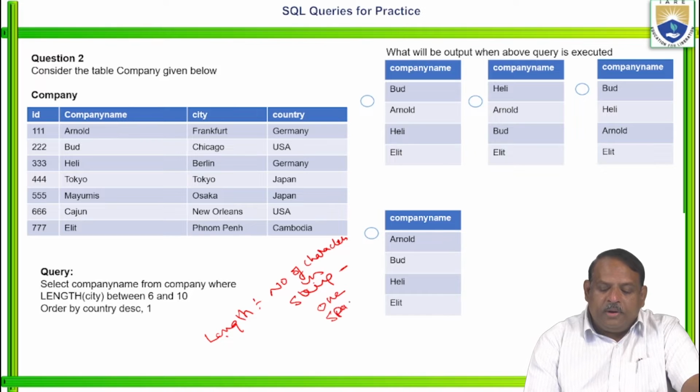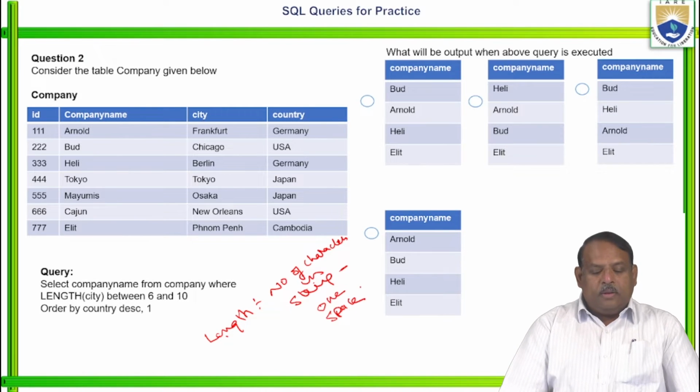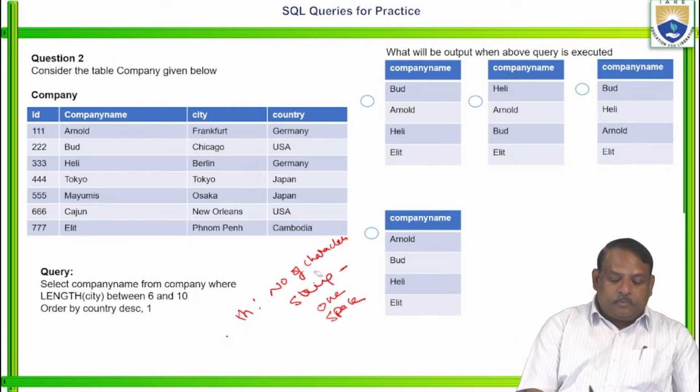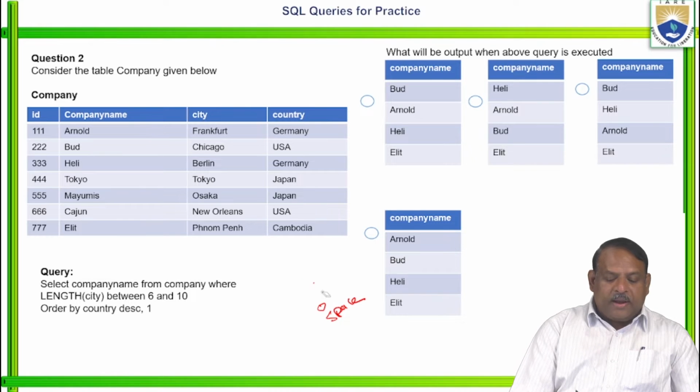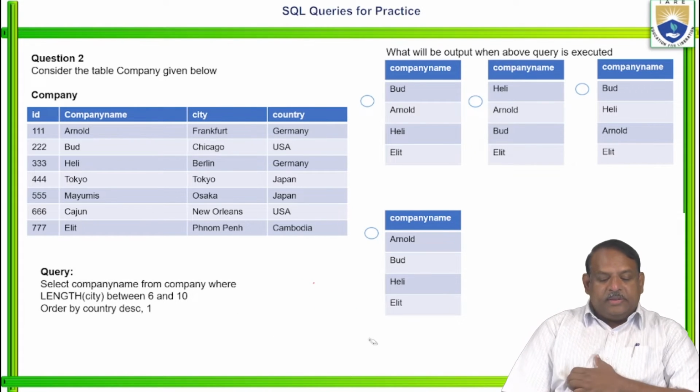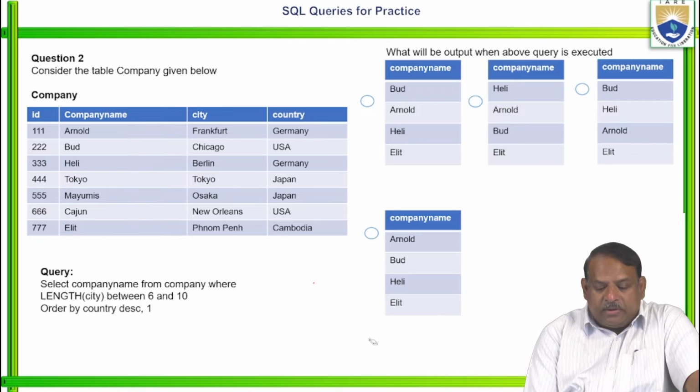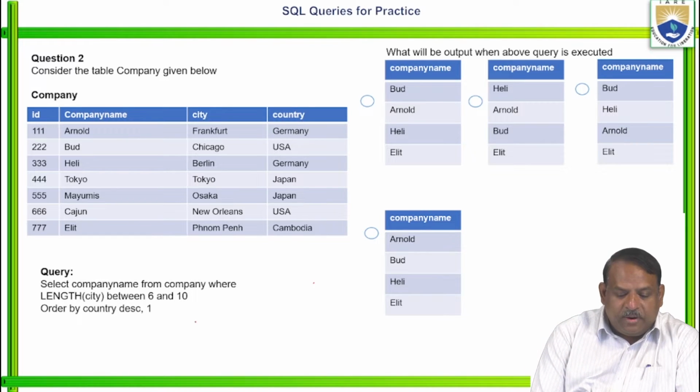Okay. Now we'll try to solve this problem. First we have to calculate the length. It should be between 6 and 10. Okay. First we'll calculate the length of Frankfurt. That is 111. Frankfurt is F R A N K.